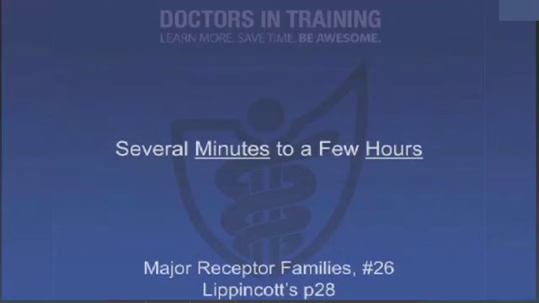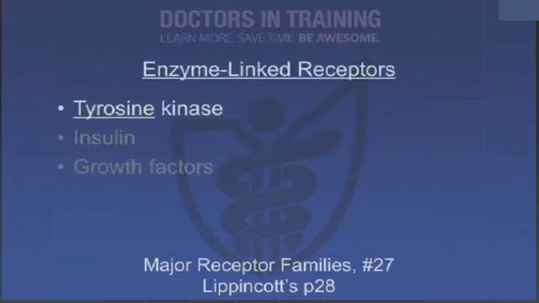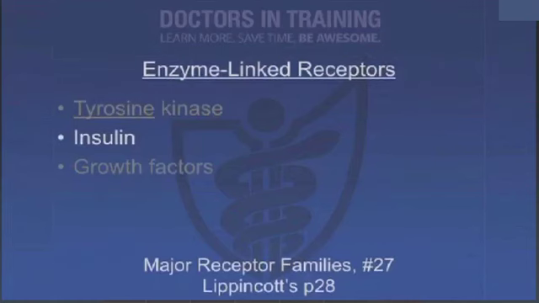Because this is an enzymatic reaction that we're catalyzing, the response is much slower than we saw with the ion channels. It lasts a lot longer than with the ion channels. It may last several minutes or it may last a few hours. Some examples of this include tyrosine kinase, which is a very, very common protein kinase that a lot of receptors will have tyrosine kinase activity. Insulin binds to a receptor that has a tyrosine kinase activity. A lot of different growth factors bind to receptors that have tyrosine kinase activity.